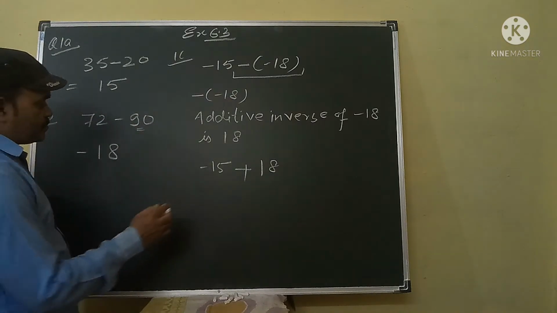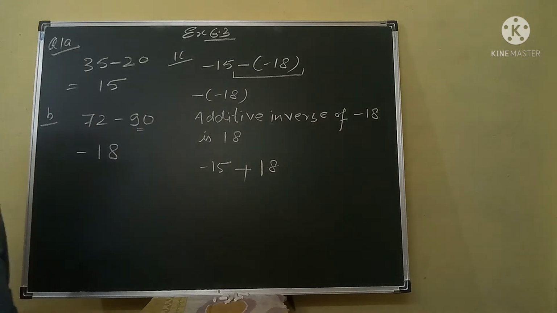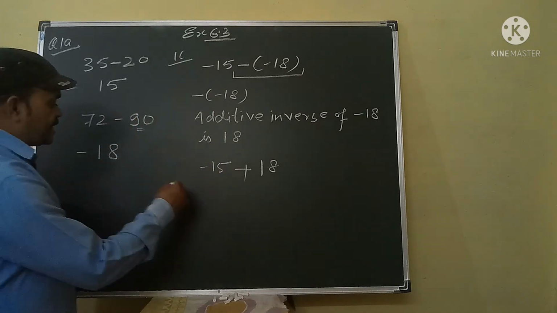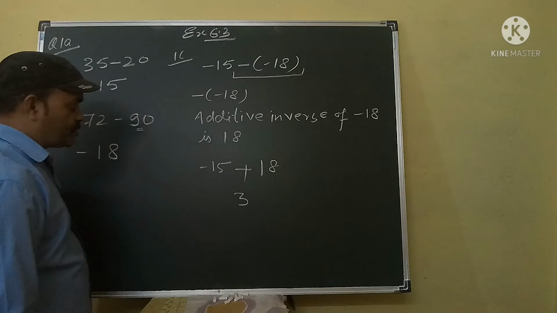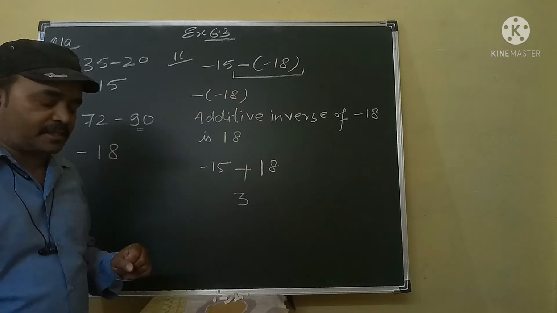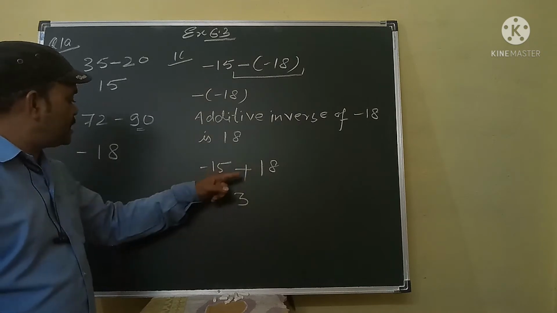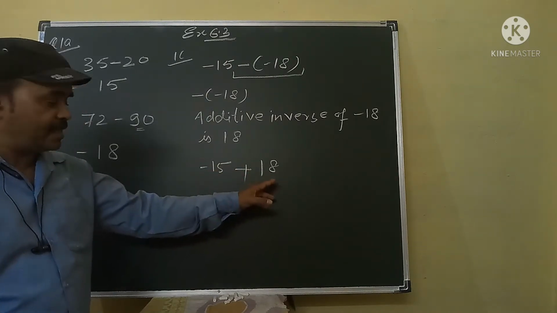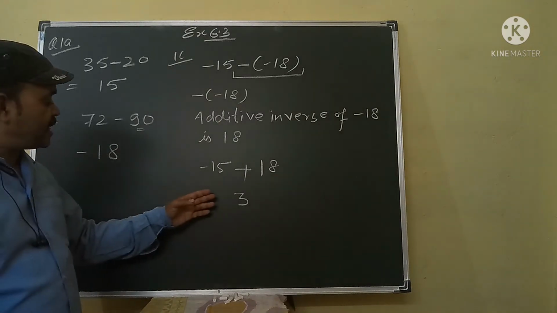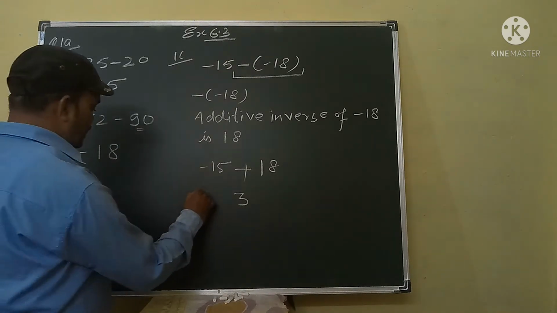Okay. Now there are two integers. First integer negative, second integer positive. So what will you do? We must subtract 18 minus 15. It will give you 3, and 3 is an incomplete answer. Is 3 positive or negative? In these two integers, 18 is positive, so your answer will be positive. So you can write plus 3 or 3. Both are the same.